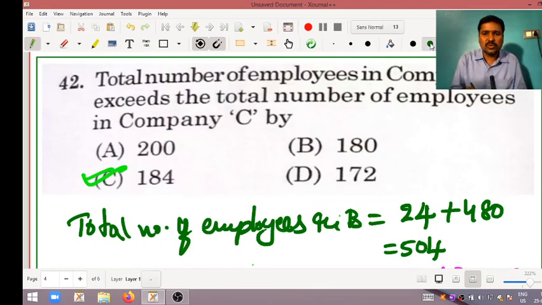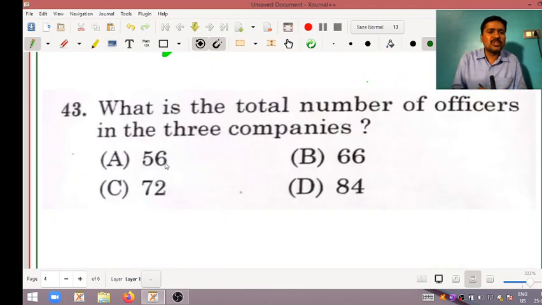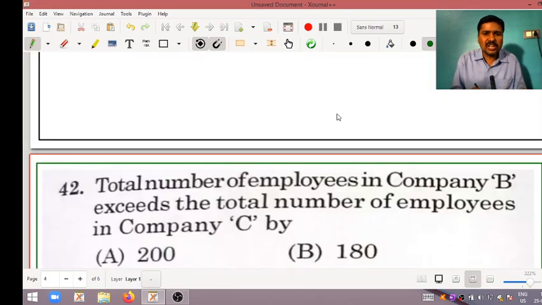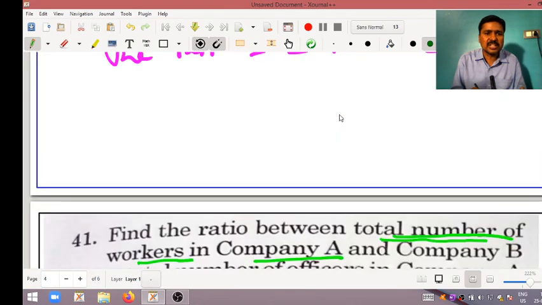I hope you all understood, my dear students. I will move on to the next one. What is the total number of officers in the three companies? All three companies total number of officers. See here.